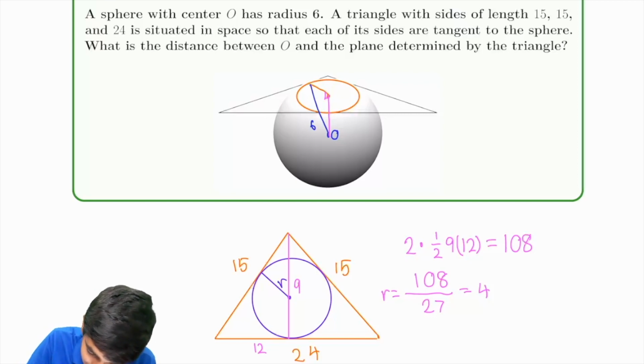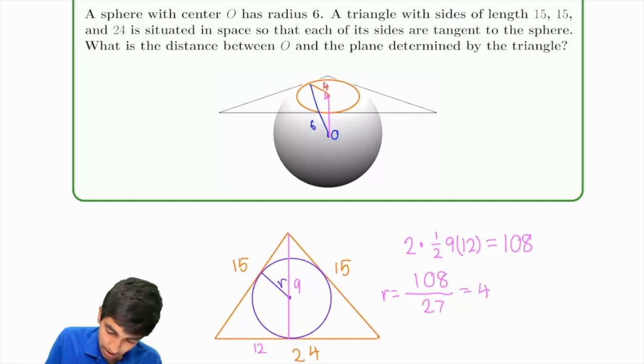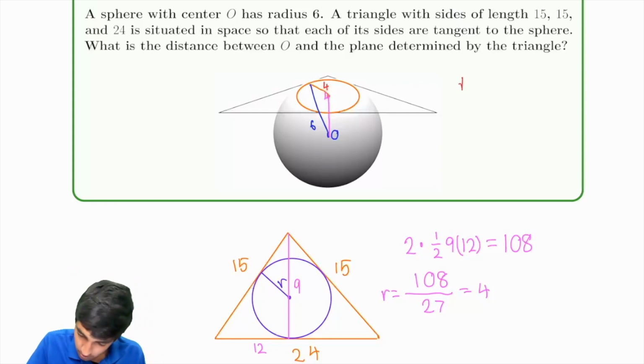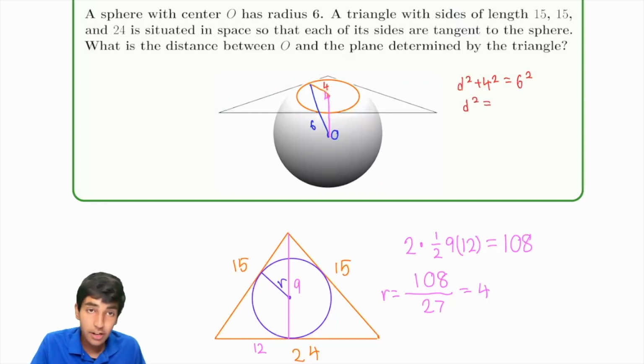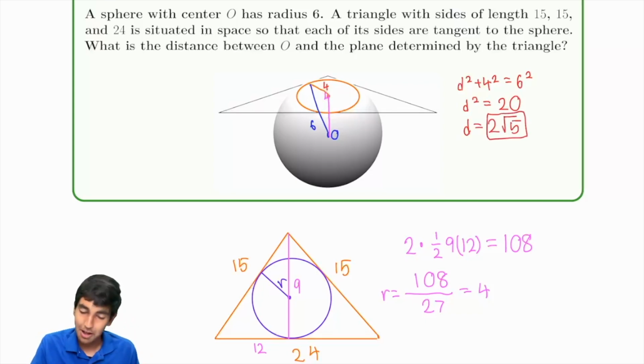And now we just use the Pythag theorem. We have the distance squared plus 4 squared. Let's do it somewhere else. We have distance squared plus 4 squared equals 6 squared. And then distance squared is 36 minus 16, 20. And therefore our distance is just 2 root 5. And that is our final answer for this problem.